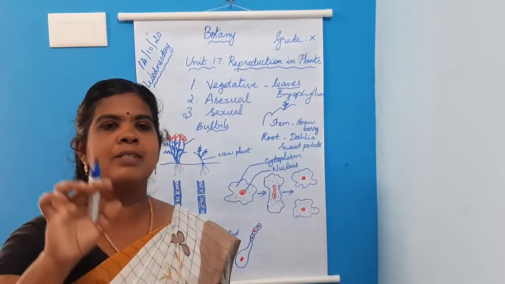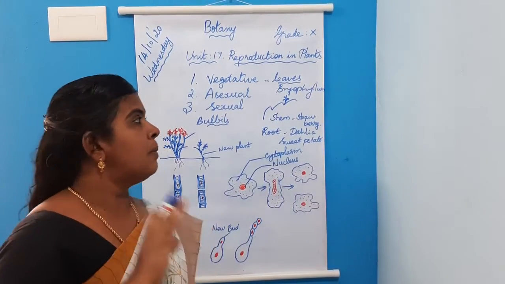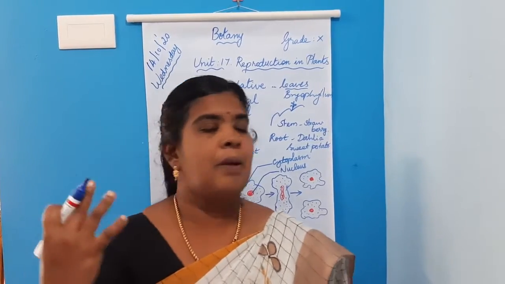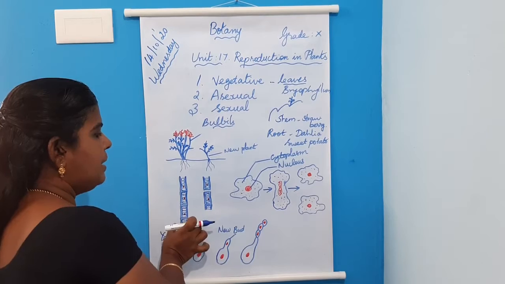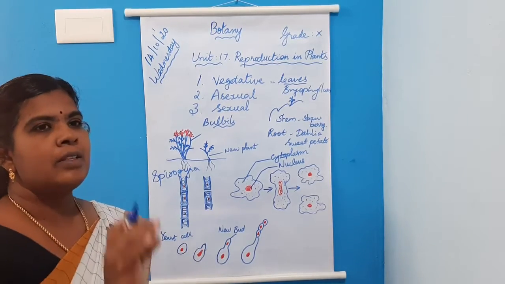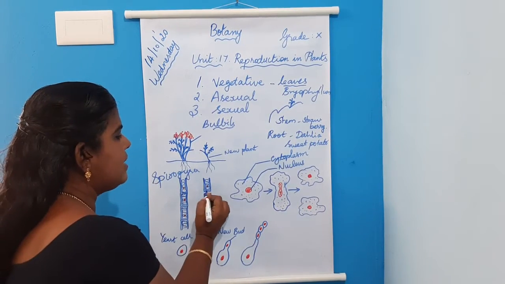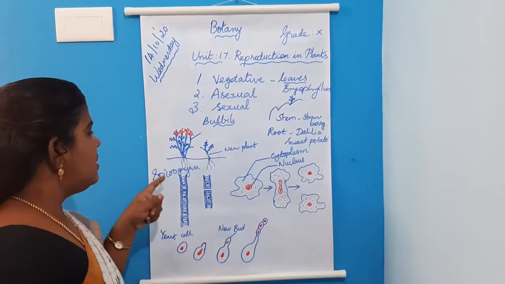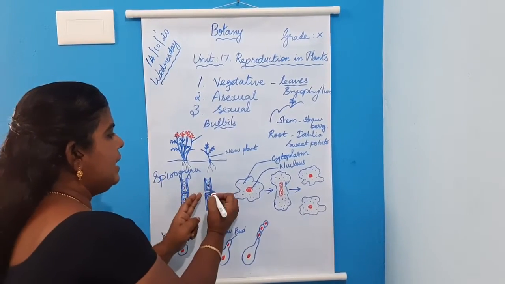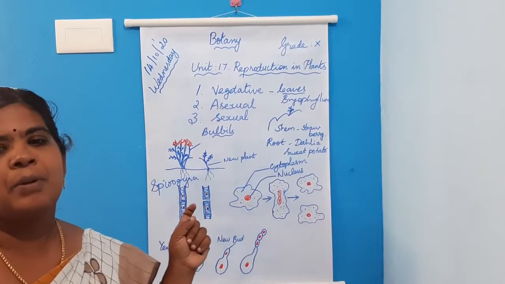Vegetative propagation means the plant can reproduce young ones by the vegetative cells or somatic cells. Now next, fragmentation. Some plants, for example, the filamentous algae Spirogyra, have a plant body called thallus. It can be broken into certain segments. Each segment can develop into a young one. Thus plants can propagate by fragmentation.